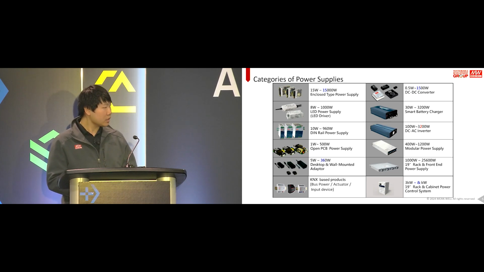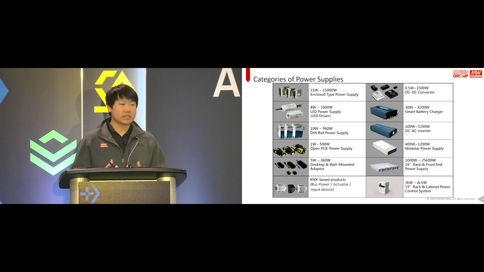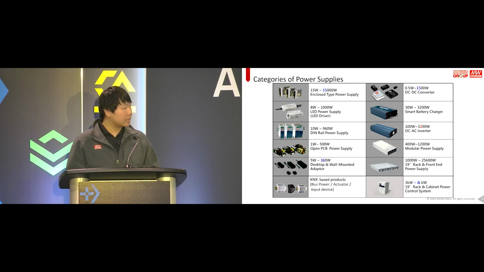And we also have some special KNX-based products, which is an automation control protocol for Europe. And on the right side, we have DC-DC converters, which is mainly used for board mounting or inside enclosure installation. And then we have battery chargers, DC-AC inverters as well, so I won't go into much detail about those. But I think we mainly want to focus on the DIN rail product type because that's more popular for the automation industry.